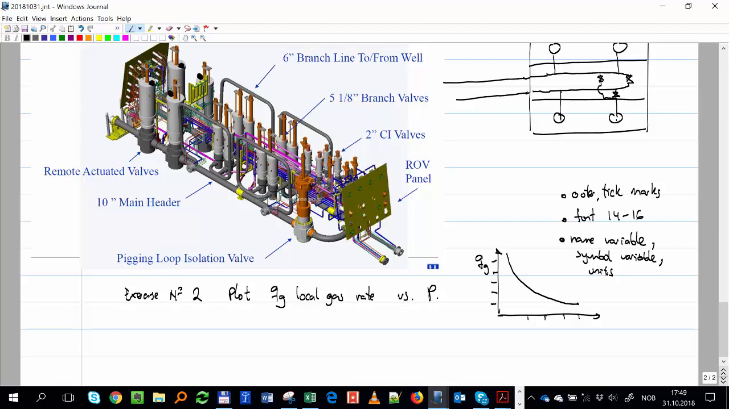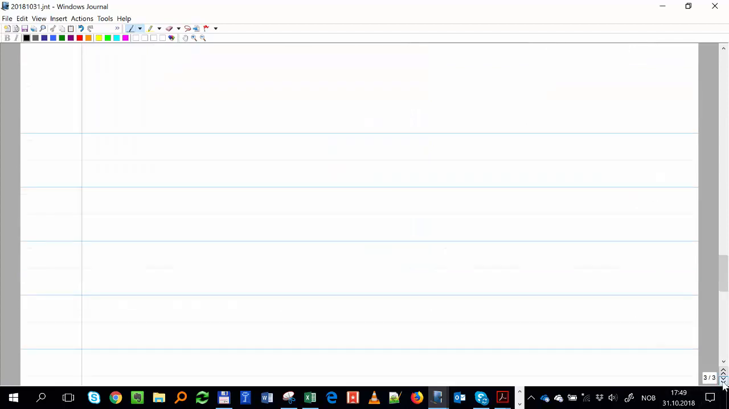And try not to use yellow, or any of these colors, like these greens which are very light, or pink. Use colors that are easy to see. Okay, so that's clear for exercise 2.